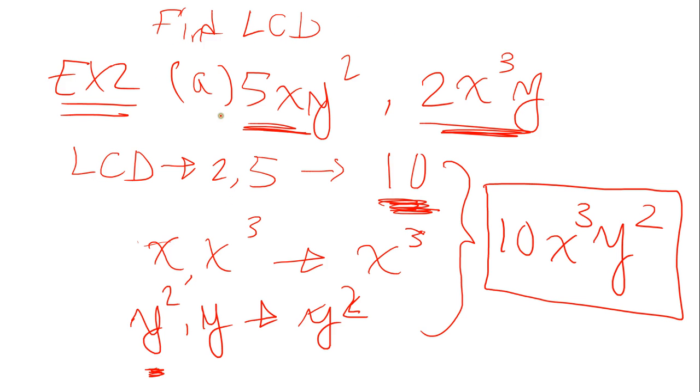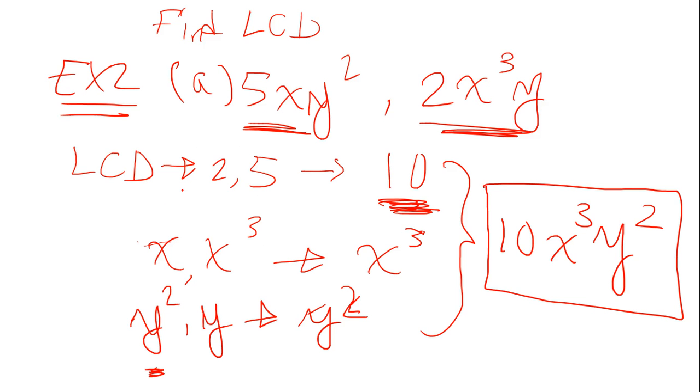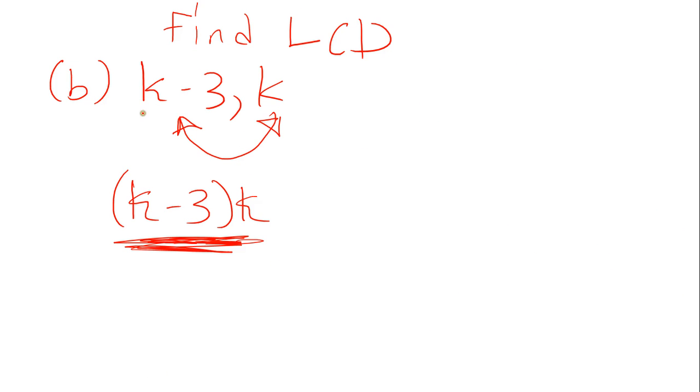Just like here, the lowest thing that had both of these in it, the 5 and the 2, was 10. The lowest thing that has k minus 3 and k in it is going to be k minus 3 times k. But basically, notice what we did here is we just multiplied these two without even worrying about it.